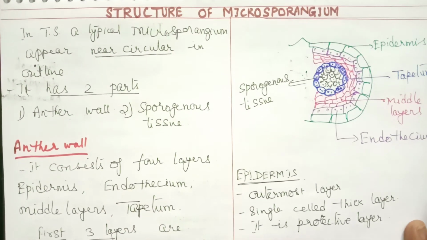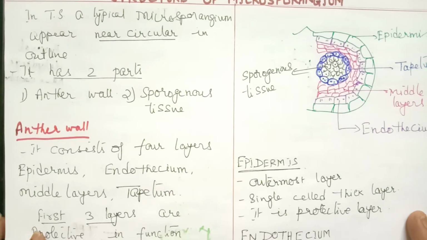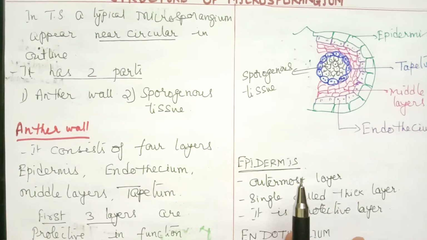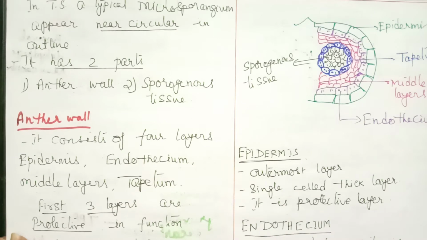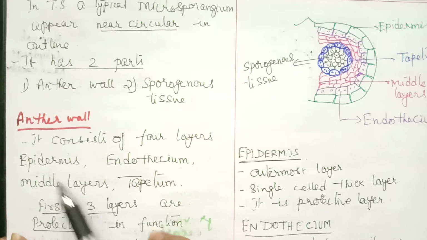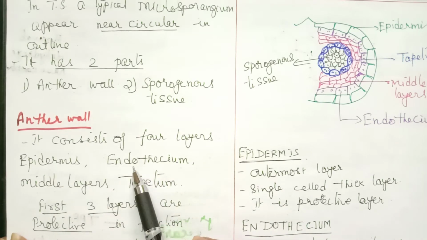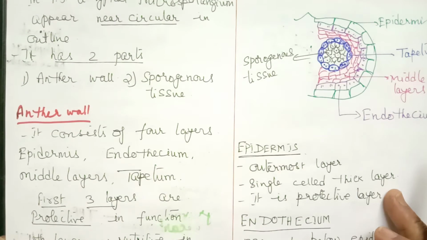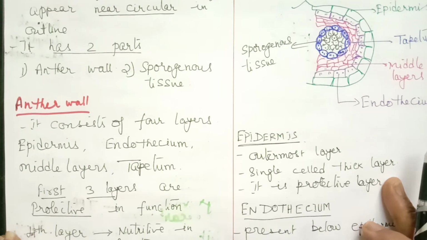The anther wall consists of four layers. From outside to inside, outermost is epidermis, then endothecium, then middle layers and tapetum. The first three layers are protective in function: epidermis, endothecium and middle layer.